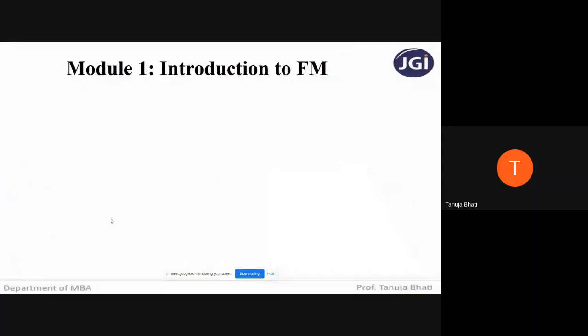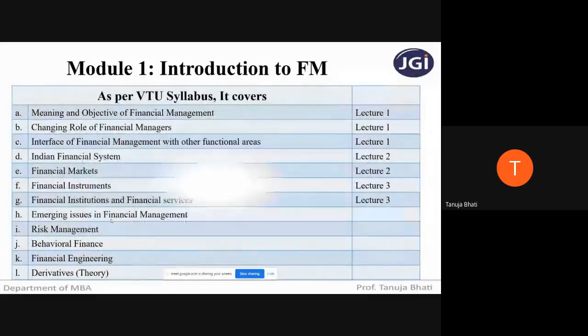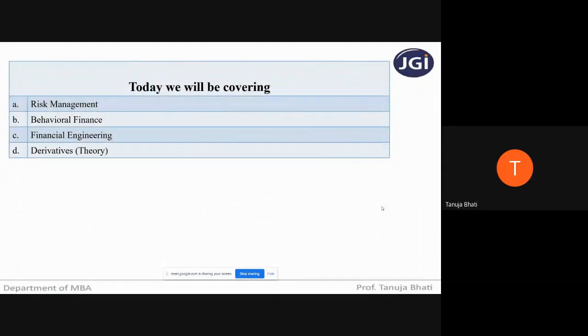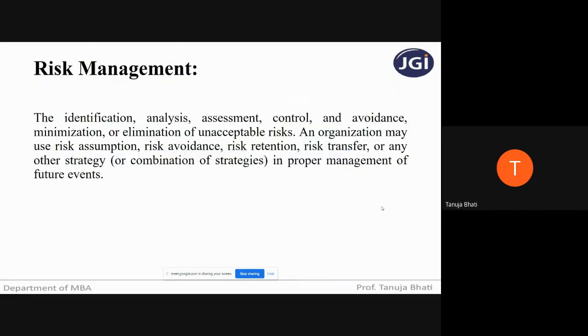So as we know, this particular module, that is introduction to financial management, covers the aspects which we have already covered in lecture number 1, 2 and 3, and today we will be dealing with the remaining part, that is risk management, behavioral finance, financial engineering and derivatives. So basically risk management, behavioral finance and financial engineering are some issues relating to financial management.